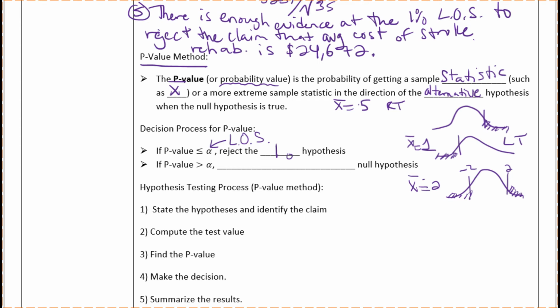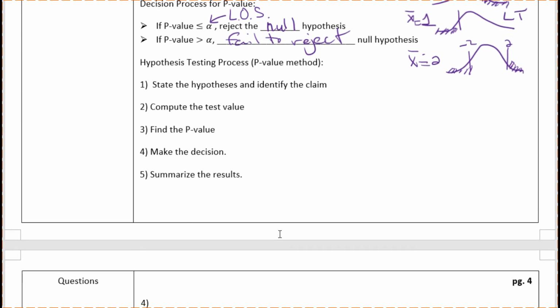So you reject the null hypothesis. If the p-value is greater than alpha, then you fail to reject the null hypothesis. All right, so here's the outline of the procedure. First step is to state the hypotheses and identify the claim, just like before. However, the second step this time, instead of finding the critical value, you're not concerned with the critical value as much as the p-value in step 3. So in step 2, you calculate your z-test, then you find your p-value, and then you decide.